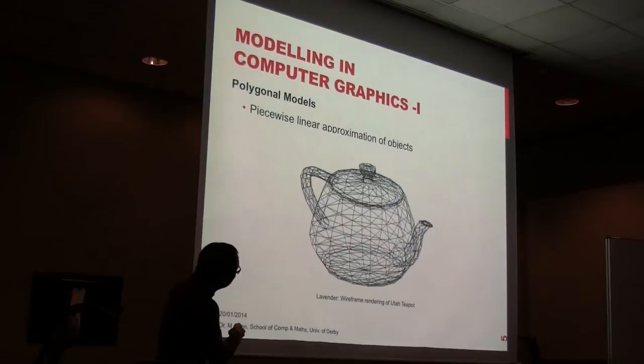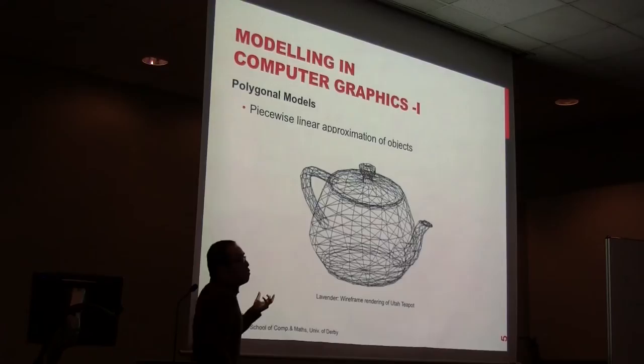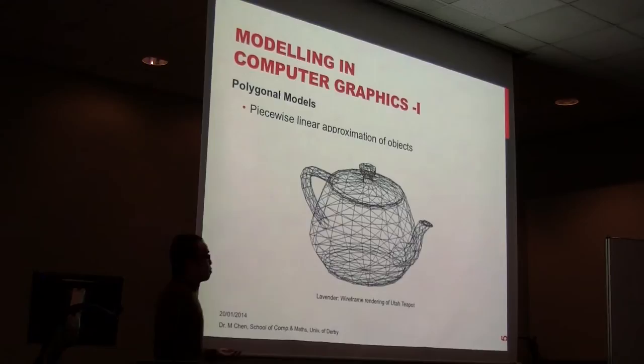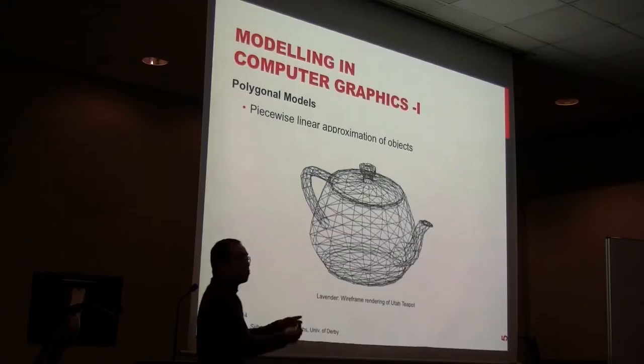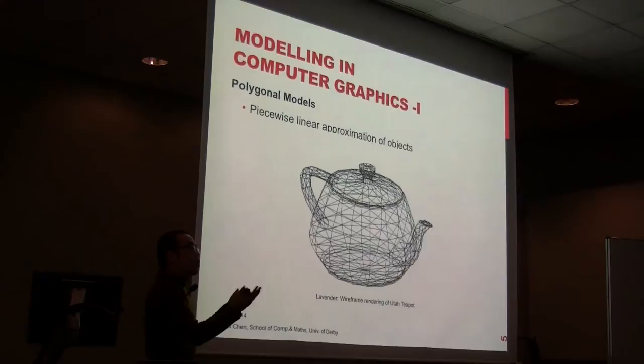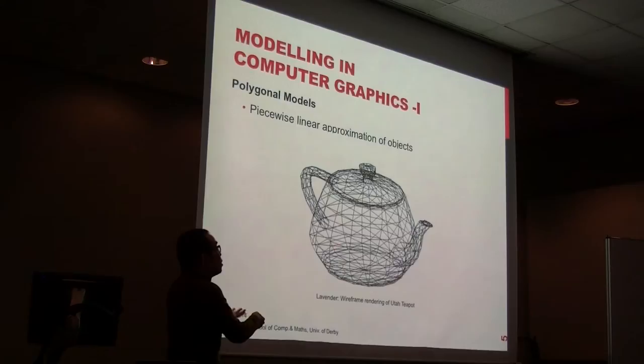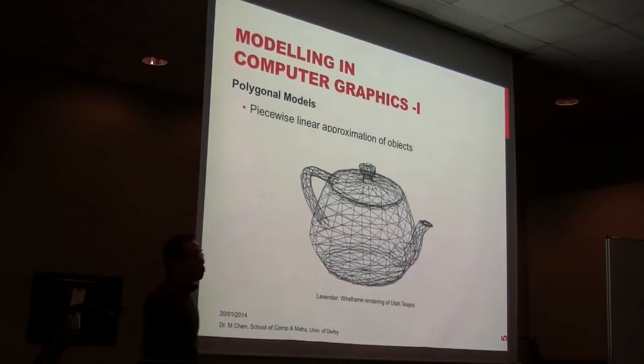So one of the simplest forms of representing a model in computer graphics is known as piecewise linear approximation. Now the term seems to be a mouthful. It's piecewise because we have a finite number of very basic geometric shapes, like a triangle. And it's linear because a triangle is a plane. Therefore, a 3D model in its essence, in computer graphics, is a collection of a finite number of planes.